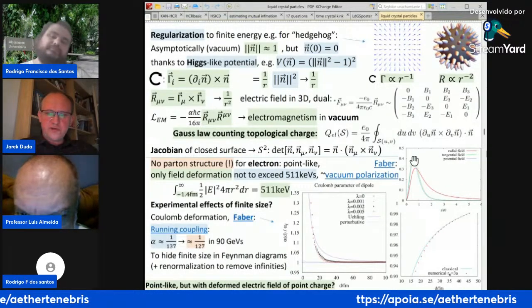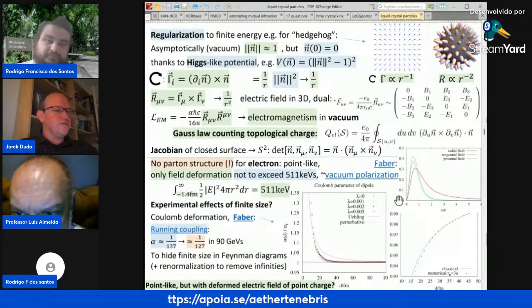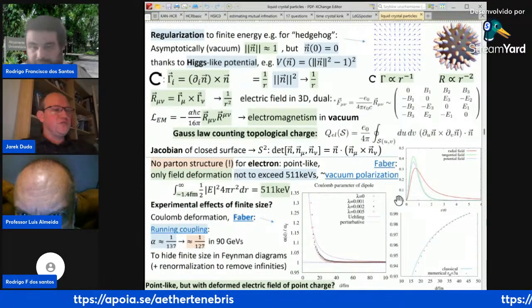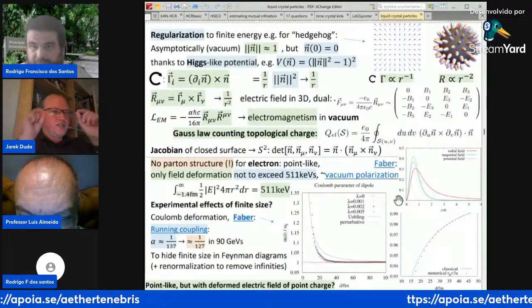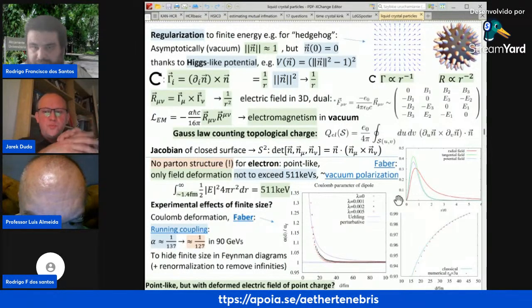And indeed we get this kind of deformation like here. Here is Faber's approach, and this deformation turns out to bring a very slight deformation of the Coulomb interaction for two charges being very close. So where is this regularization?